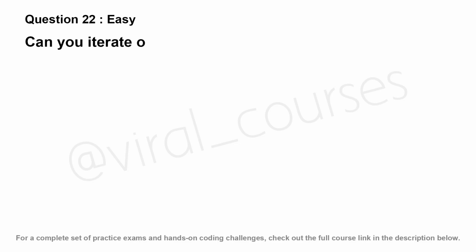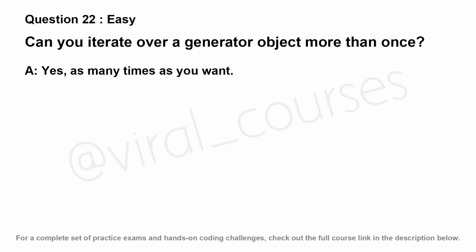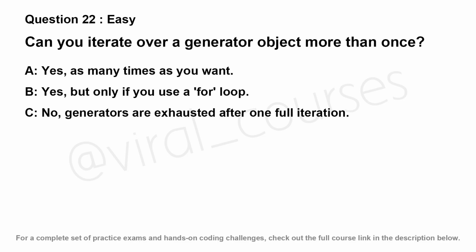Can you iterate over a generator object more than once? Option A. Yes. As many times as you want. Option B. Yes. But only if you use a for loop. Option C. No. Generators are exhausted after one full iteration. Option D. No. Unless you convert it to a list first.